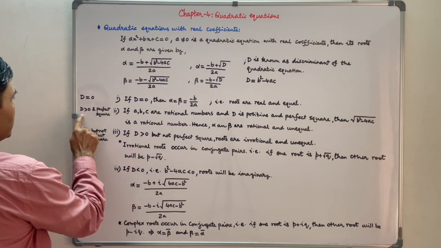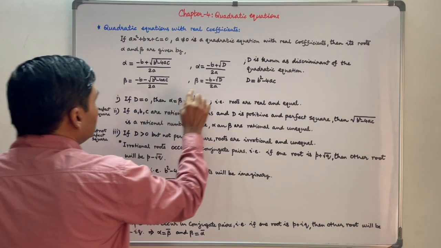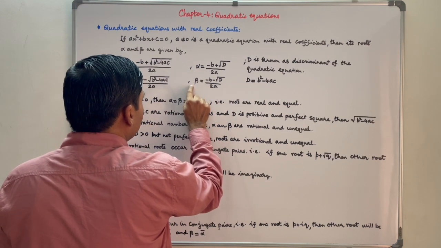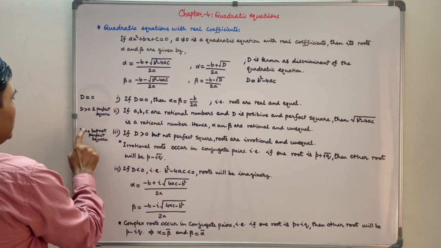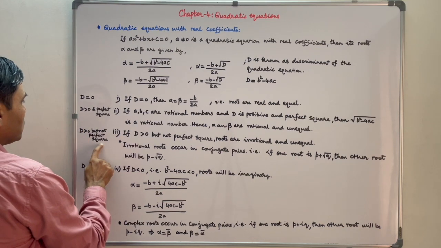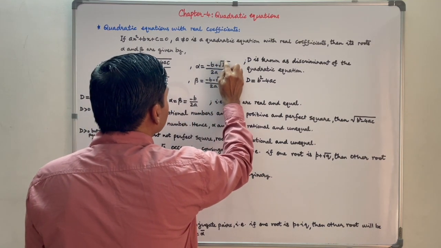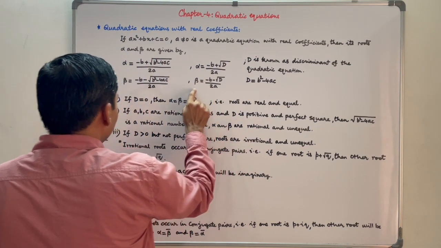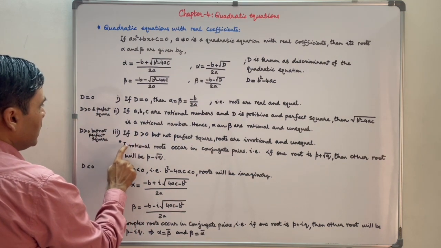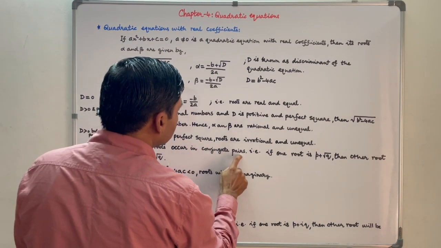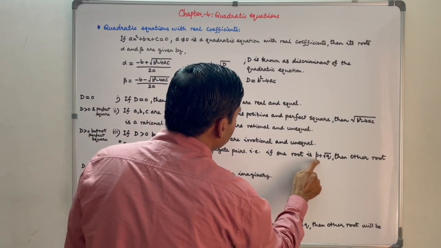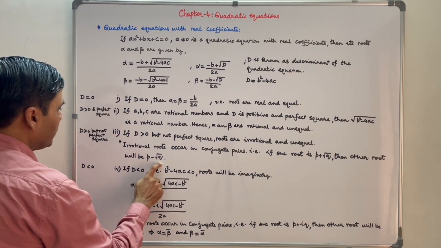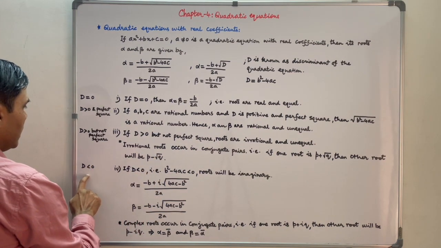Case 2 when D is greater than 0 and perfect square. So under root will go away. Roots will be rational and unequal. Case 3 when D is greater than 0 but not perfect square. That means under root will remain. So roots will be irrational and unequal. One important point to note here is irrational roots occur in conjugate pairs. That is, if one root is p plus under root q, then the other root will be p minus under root q.